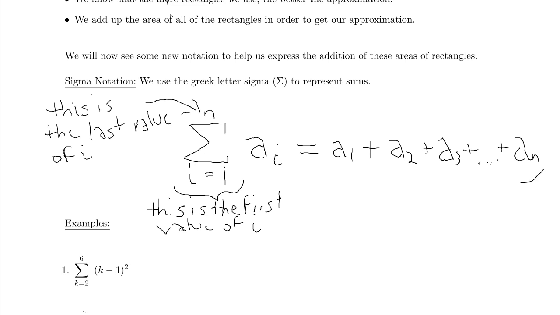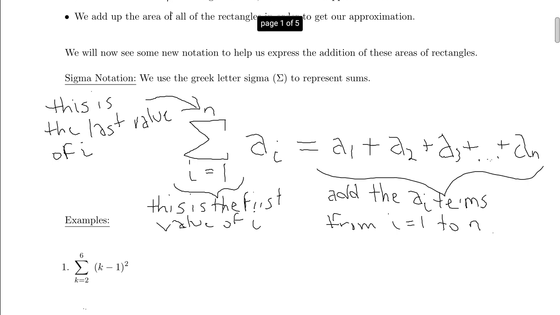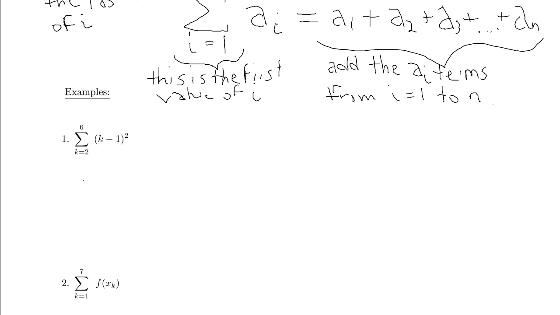So if I were to describe this, I'd say that you keep adding each a_i term as i goes from 1 to n. So you add the a_i terms from i equals 1 to n. So that's really what this sigma notation is telling us to do. So let's work through a couple examples and it'll make this notation really clear.